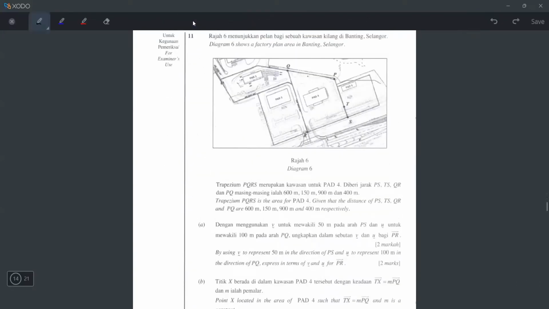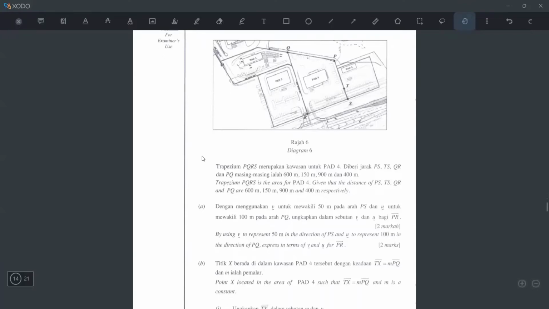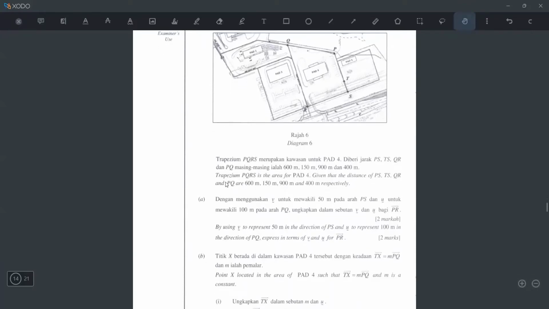Okay, let's go to number 11. This question, the image is very blurry, but it's okay, let's see. Diagram 6 shows a factory plan area in Banting, Selangor. Nothing much useful here.